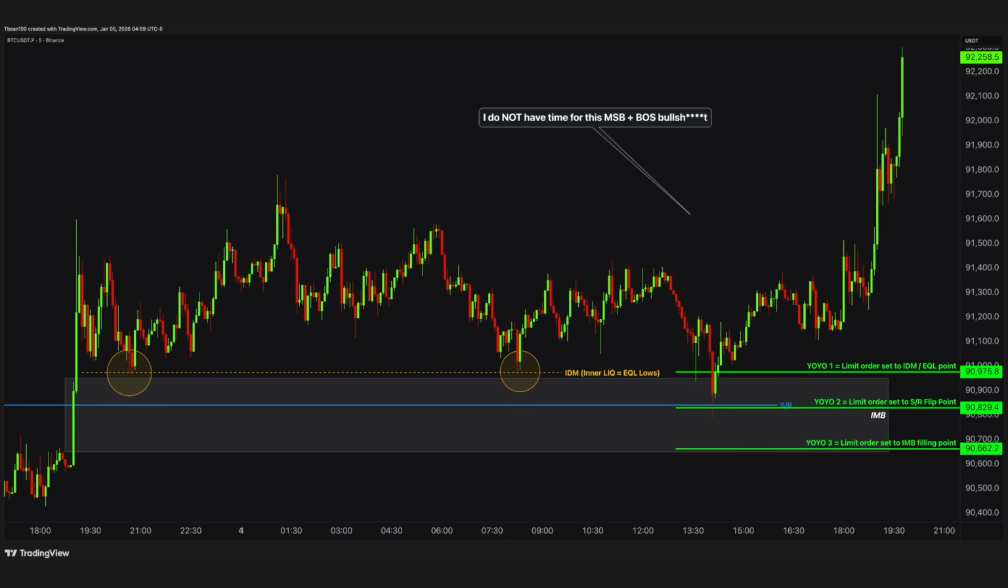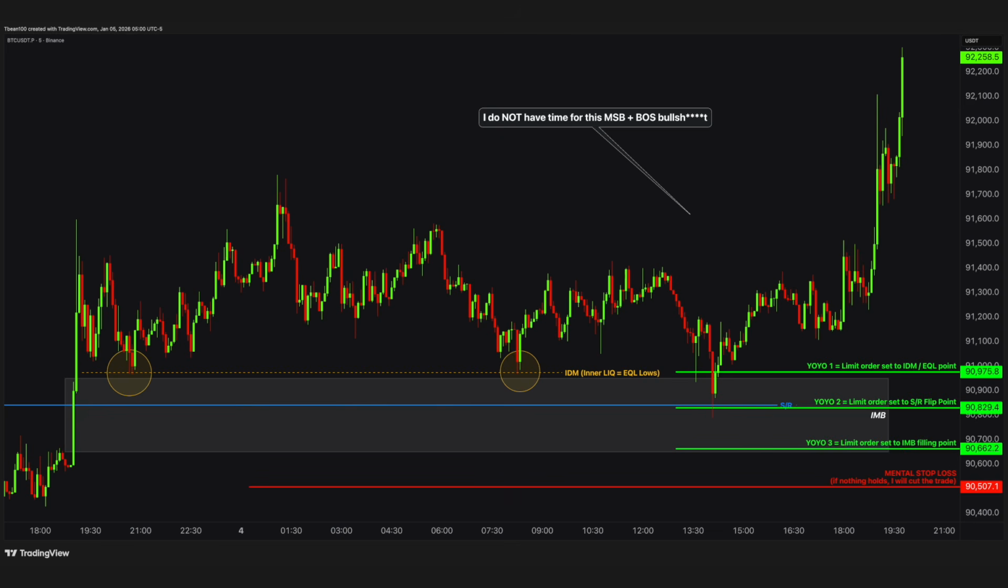And your final order could be placed at the fulfillment of the inner imbalance area for extra precision. So when you trade any type of cost averaging or scaling based strategies, you also need to have a clear mental stop loss in place.